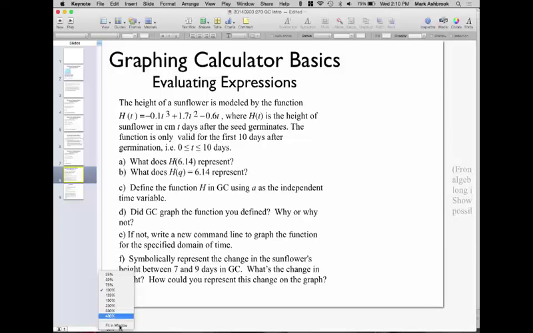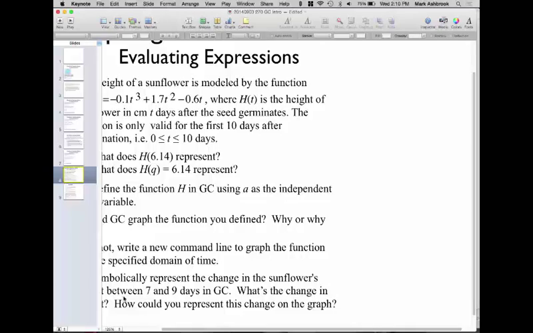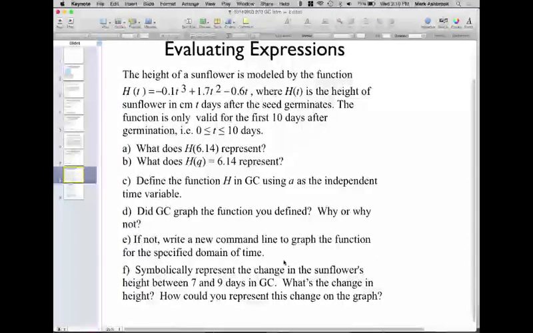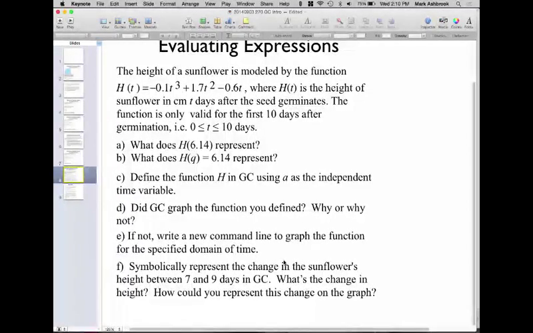Here is a little exercise for you. Can you read it in the back? Is it big enough? I see nods. Great. The height of a sunflower is modeled by the function h of t equals this rule, where h of t is the height of the sunflower in centimeters, t days after the seed germinates. The function is only valid for the first 10 days after germination, so this is the domain of the independent variable, from 0 to 10.